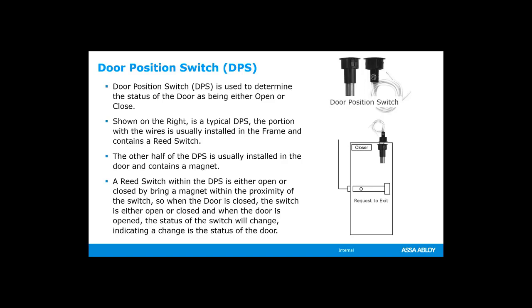So when the door closes, the switch is either opened or closed, and when the door is open, the status of the switch changes, indicating a change in the status of the door. Occasionally, door position switches will be installed on the edge of the door just above the lock. In these cases, the portion with the wires would be wired directly into the lock, and now the frame will contain the magnet as opposed to the other way around.